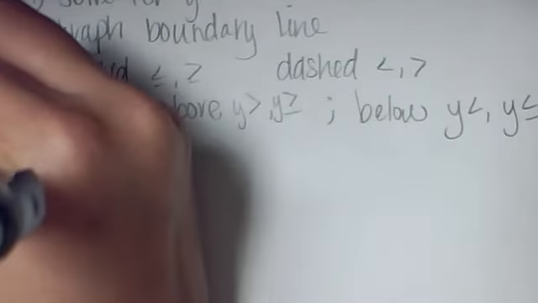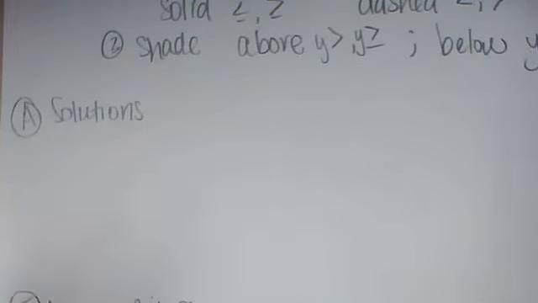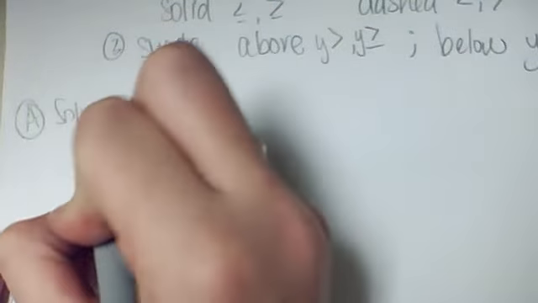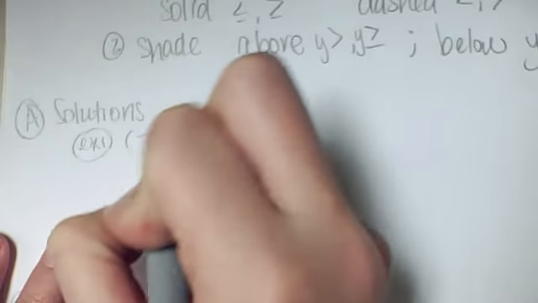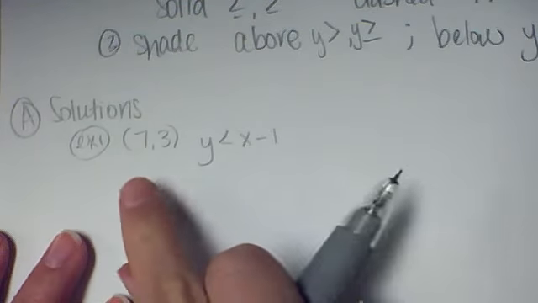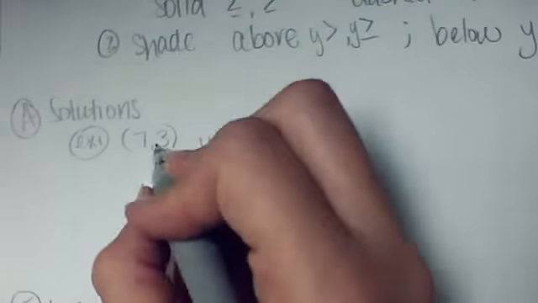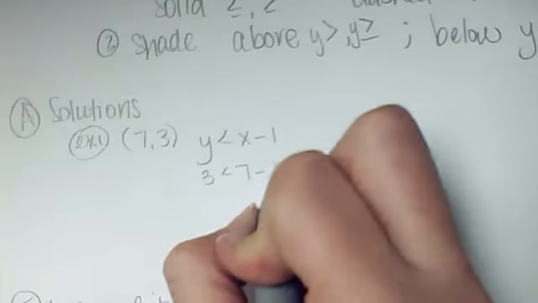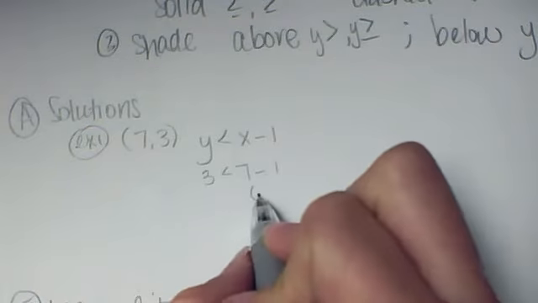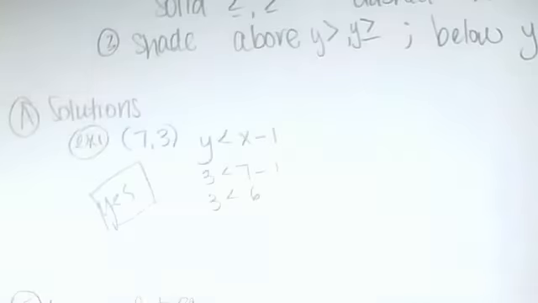Part A is to check for solutions. We did this when we talked about equations and systems of equations. So this is the same concept except in inequality, meaning they're not equal. For example number 1, if my ordered pair is (7, 3) and my inequality is y is less than x minus 1, I can plug in my x and y values to figure out if it is or is not a solution. So my y value is 3, my x value is 7, so that goes in there. 7 minus 1 is 6. 3 is less than 6, so yes, this one is a solution.